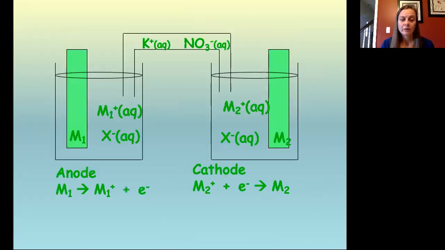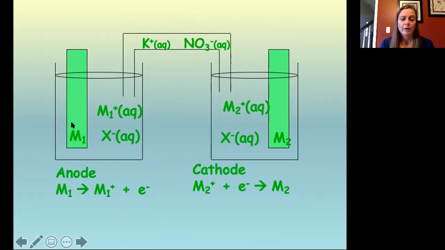Now those two cells have to be connected by this thing we call a salt bridge. Okay, so this is the salt bridge. It's usually either a strip of paper or a strip of fabric that is saturated with a solution of an ionic compound. And the salt bridge is here because once this cell is all connected, the electrons are actually going to flow from the anode to the cathode through a wire.